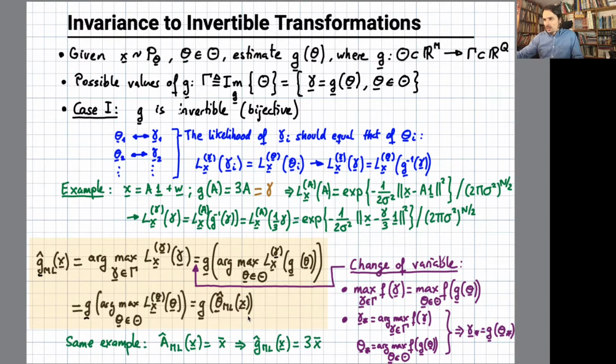One example would be just the same as before, and the maximum likelihood estimator of A, remember, was the sample mean, right? We derived it in previous examples. Therefore, just by applying this expression here, we find that the maximum likelihood estimator of g of A, which was 3 times A, is 3 times x bar, the sample mean. Okay, so very simple, no additional derivation was required.